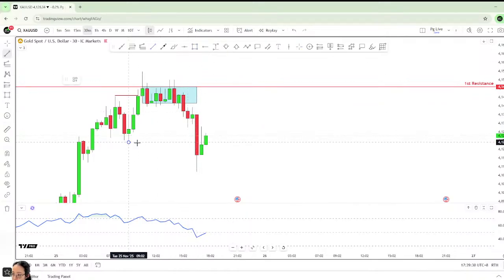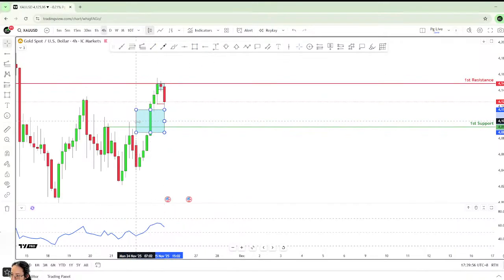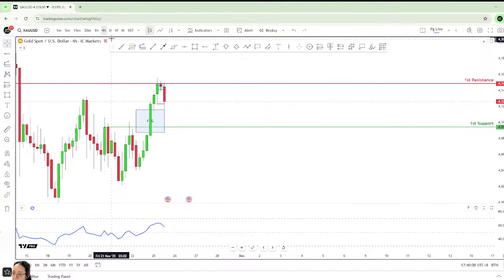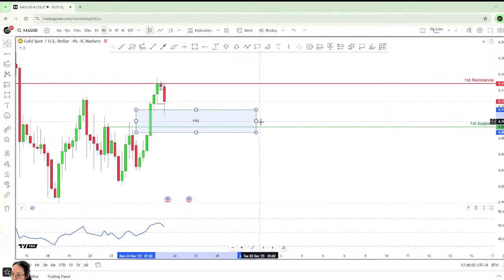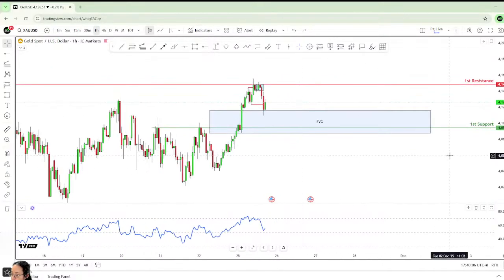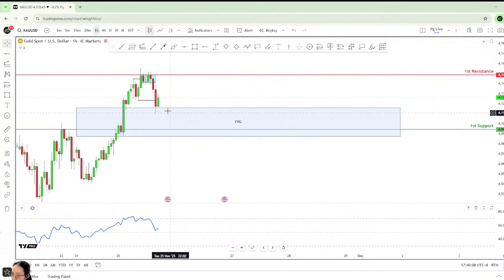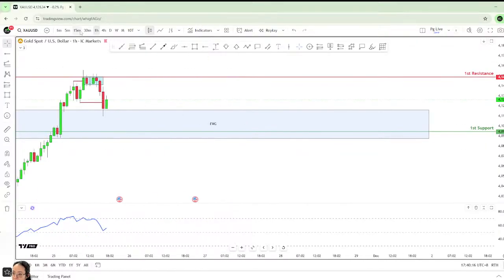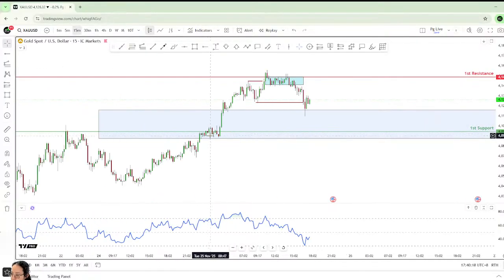They closed below this big zone, the FVG or fair value gap, right here. Now, price finally went into the FVG, and you see it bounce up and rising. How many pips from the low to the high? It's about 2000.